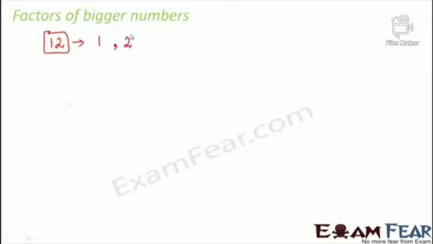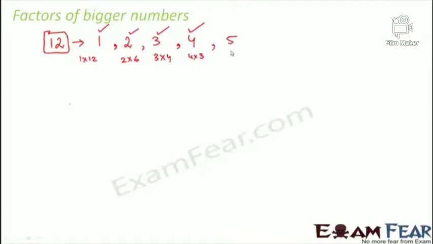2, yes, 2 is also a factor. 3 is also a factor. Now why 1 is a factor? Because 1 into 12 is 12. Why 2 is a factor? Because 2 into 6 is 12. Why 3 is a factor? Because 3 into 4 is 12. 4, yes, 4 is a factor because 4 into 3 is 12.